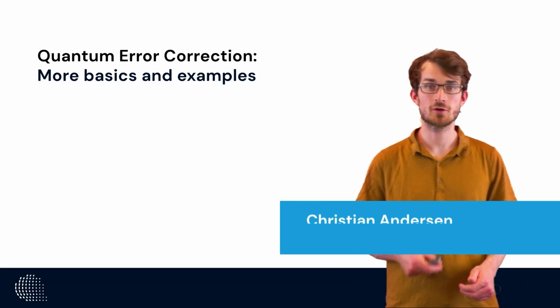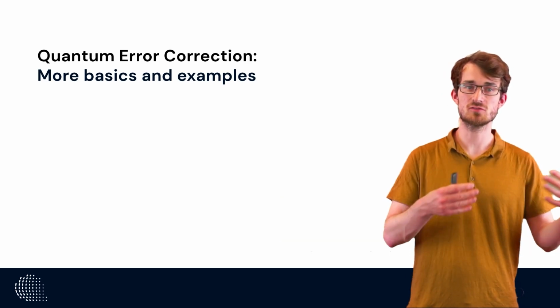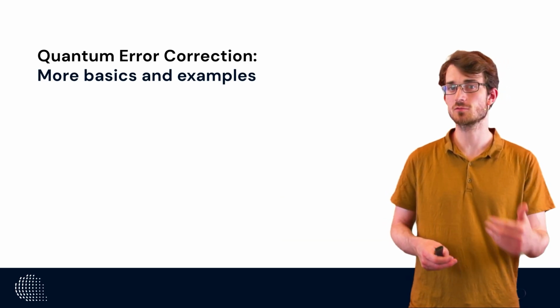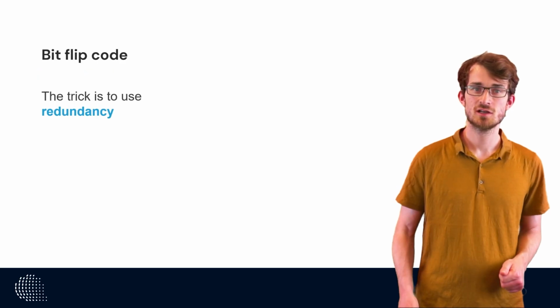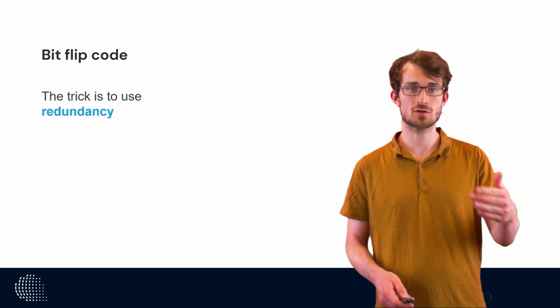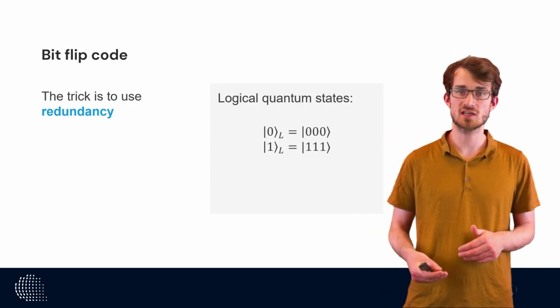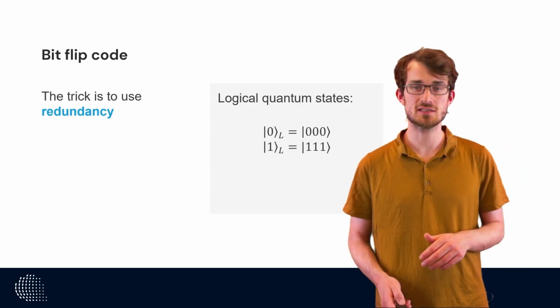Welcome to the module on quantum error correction. In this video, we will talk more basic stuff and we will introduce a few examples of real quantum error correction codes. In the previous video, we looked at the bit flip code and we talked about the trick to use redundancy to encode logical quantum states into multiple physical qubits.